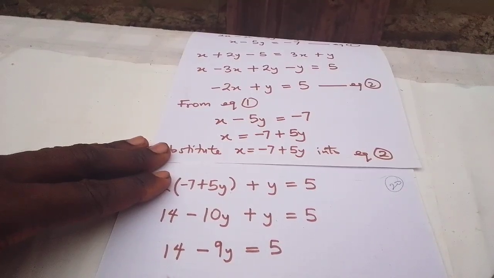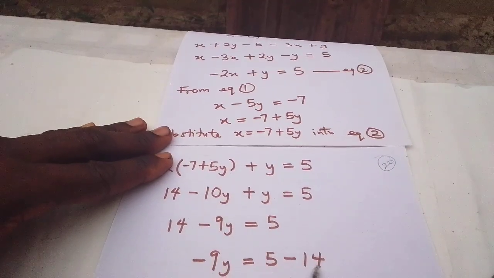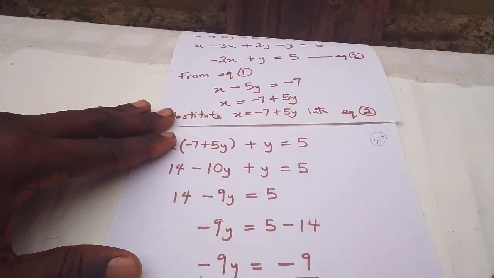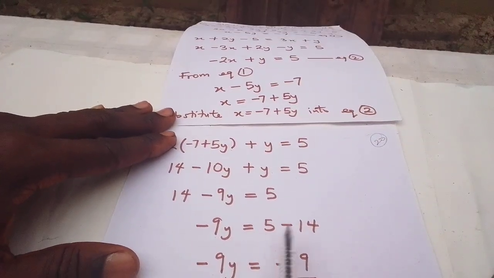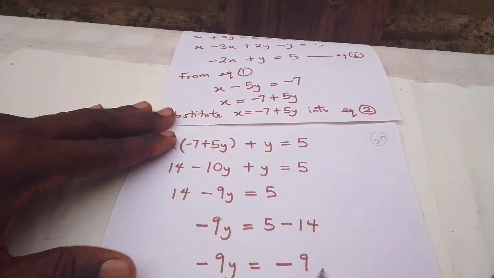I'll now bring this 14 to the other side. The 14 here is plus. The sign is always in front of the number. So the 14 here is plus. When it comes here, it now turns to what? Minus 14. Minus 9y is equal to 5 minus 14 will give us minus 9.